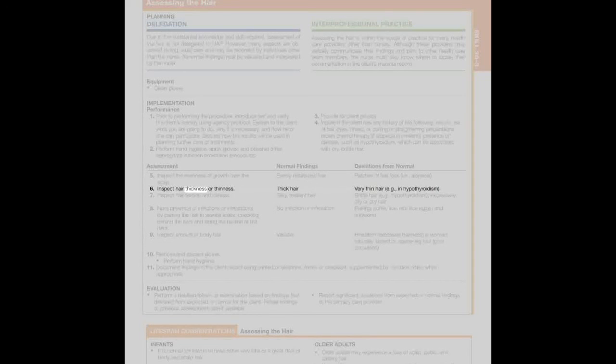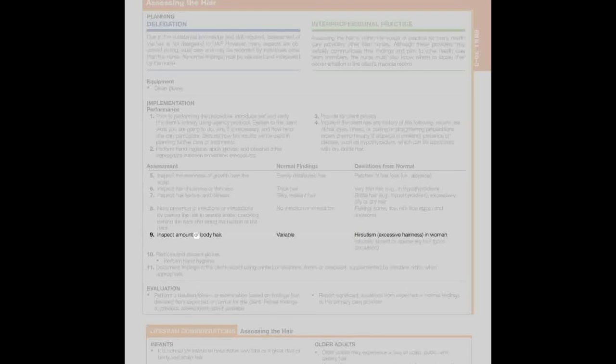6. Inspect hair thickness or thinness. Thick hair; very thin hair, for example, in hypothyroidism. 7. Inspect hair texture and oiliness. Silky, resilient hair; brittle hair, for example, hypothyroidism; excessively oily or dry hair. 8. Note presence of infections or infestations by parting the hair in several areas, checking behind the ears, and along the hairline at the neck. No infection or infestation; flaking, sores, lice, nits, lice eggs, and ringworm.